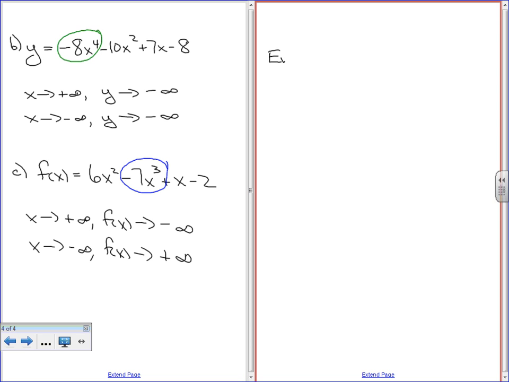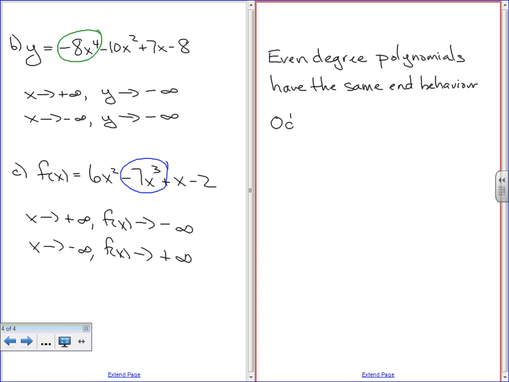So even degree polynomials have the same end behavior. Odd degree polynomials have opposite end behavior.